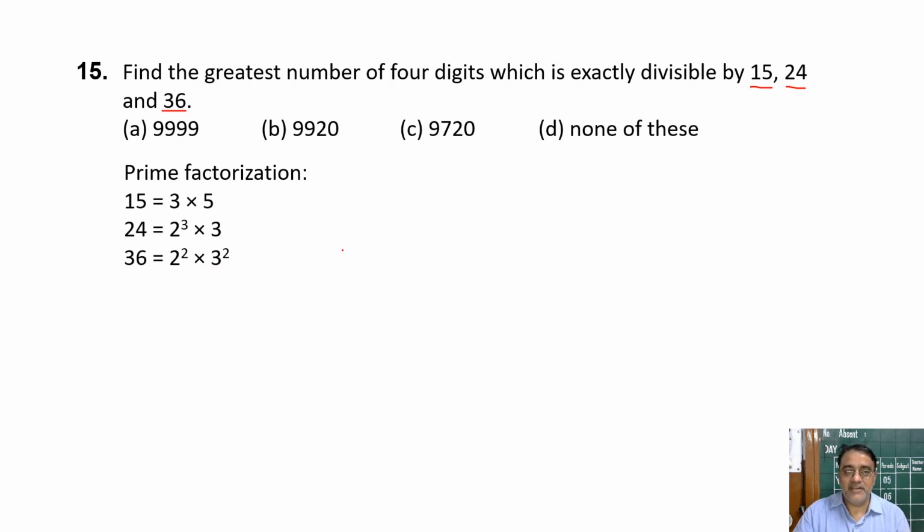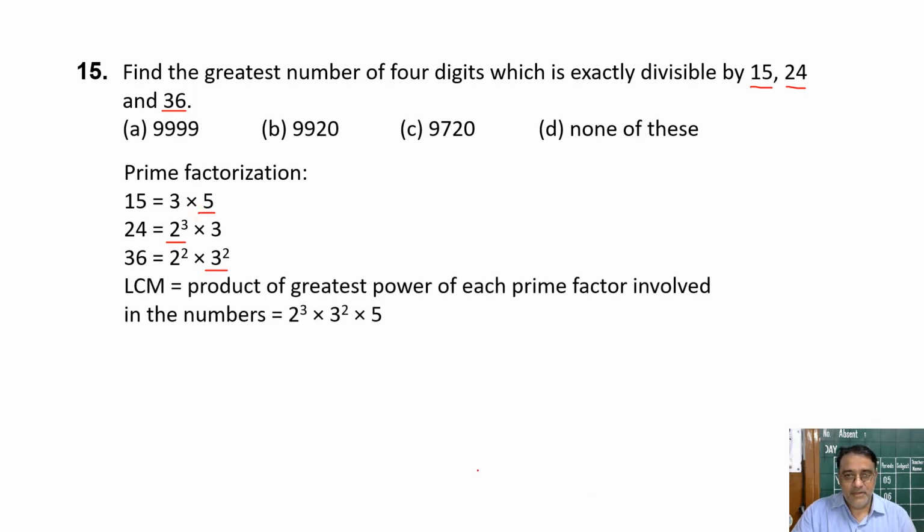So LCM, we know that it is the product of the greatest power of all the prime factors involved in the prime factorization of these 3 numbers. So the highest power of 2 is 3, the highest power of 3 is 2, and of 5 it is only 1. So we will multiply all this. 8 into 4, 8 into 5 is 40, into 9, 360. Right? Now what we will do, we will divide the greatest 4-digit number by 360 and whatever the remainder we are getting, we have to subtract.